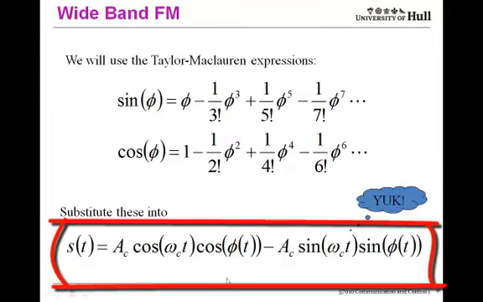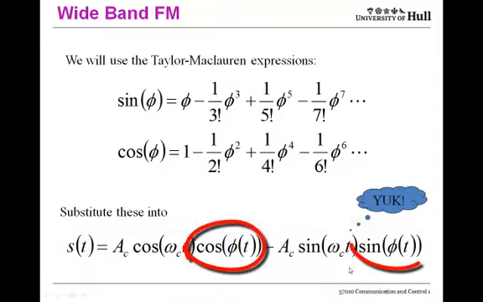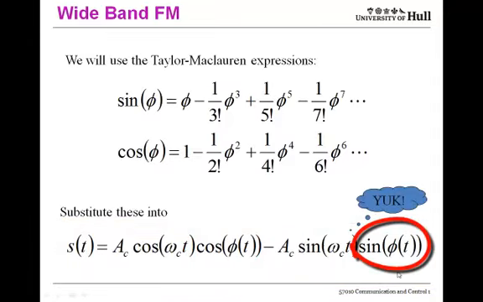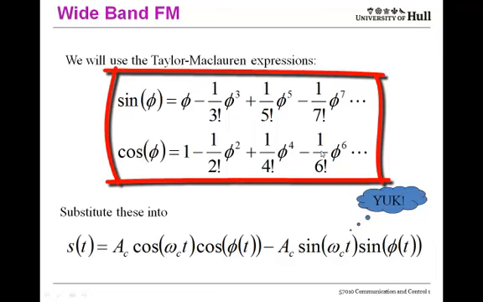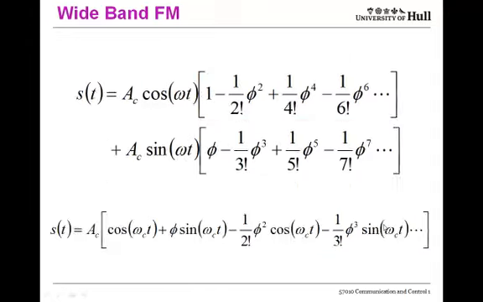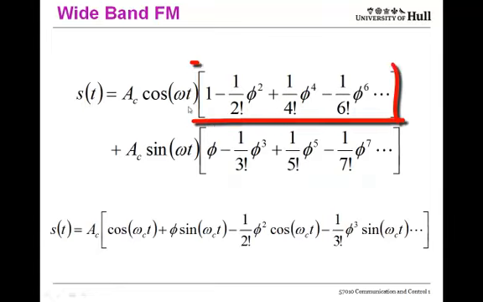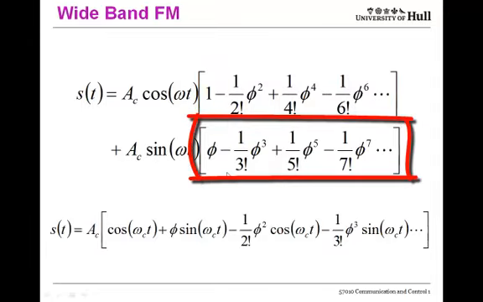Yuck! So this is the same expression we had before. Previously we'd simplified our cos of phi of t as 1 and our sine of phi of t as phi, but now we're not going to be able to do that. We're going to have to substitute these expressions in for cos and sine, and so it's going to get quite big. Here we go. We have the first term, the carrier part, and this is our Taylor expansion for cos. This is our carrier part again, and this is our Taylor expansion for sine.